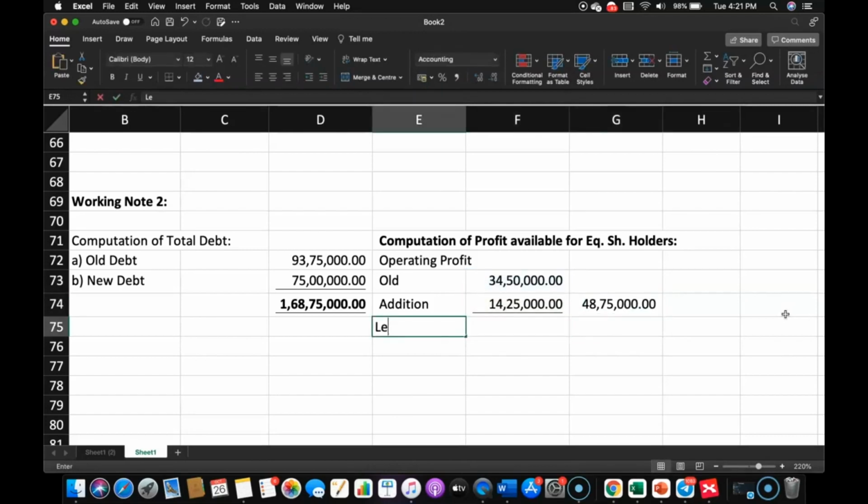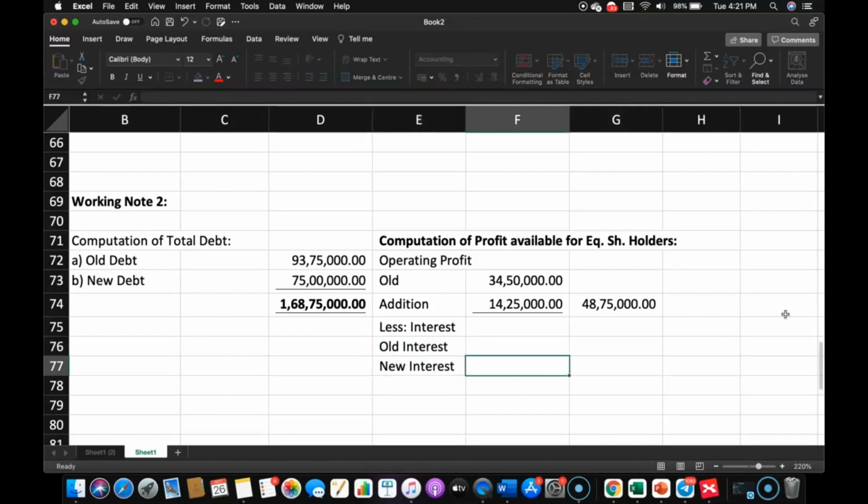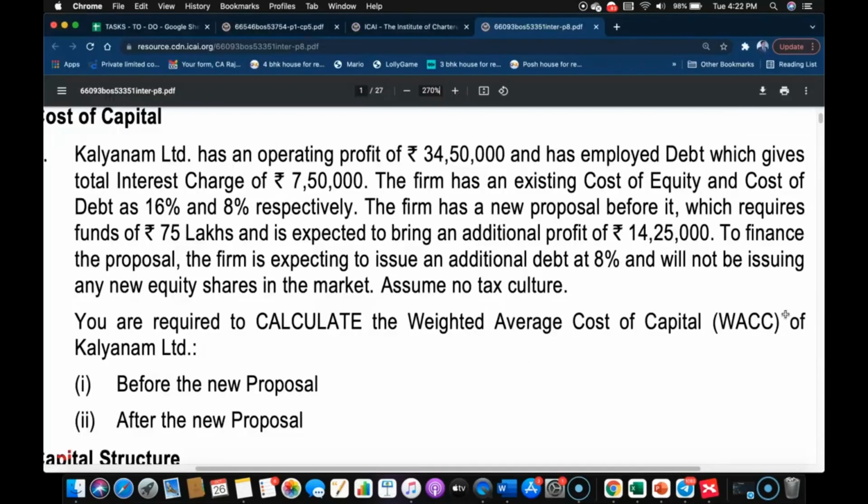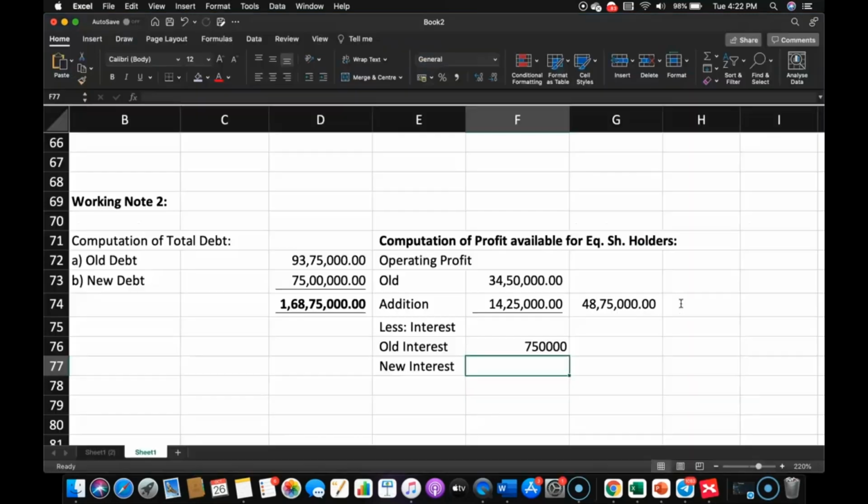From this operating profit, we have to deduct interest. But again, there is old interest and new interest as well. Old interest, we know it is 750,000. What about the new interest? 75 lakhs at the rate of 8%. So that works out to 6 lakhs or 600,000.